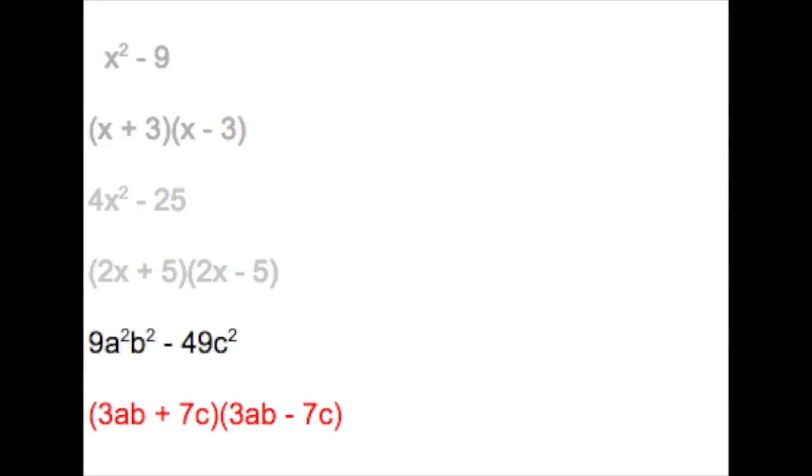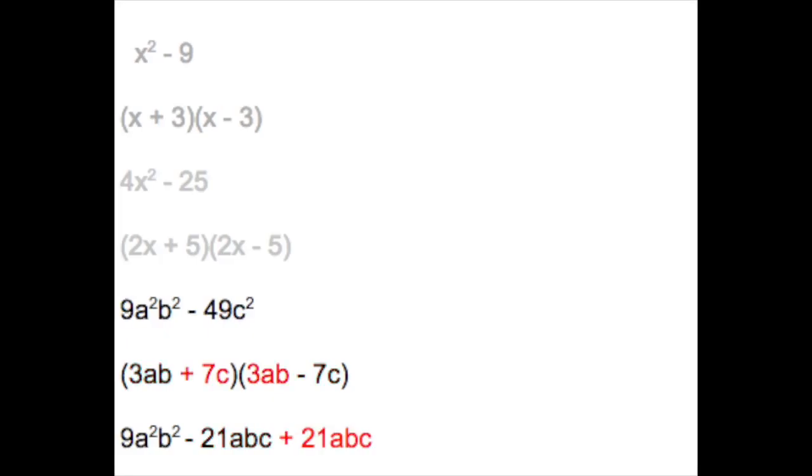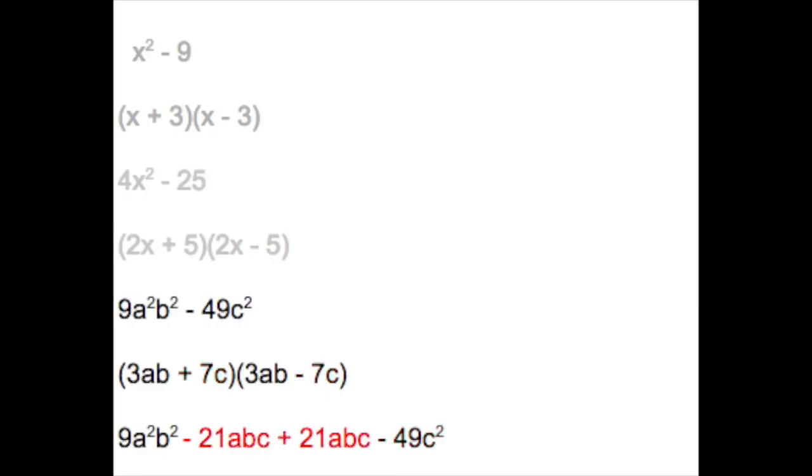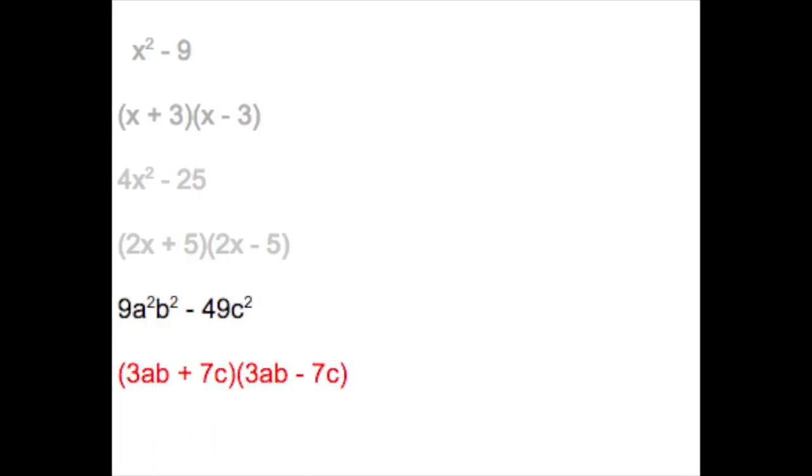Let's check for accuracy. 3ab times 3ab is 9a squared b squared. 3ab times minus 7c is minus 21abc. Positive 7c times 3ab is positive 21abc. And positive 7c times minus 7c is minus 49c squared. Our middle terms, negative 21abc and positive 21abc, cancel one another out, leaving us with 9a squared b squared minus 49c squared. So our factors check out.